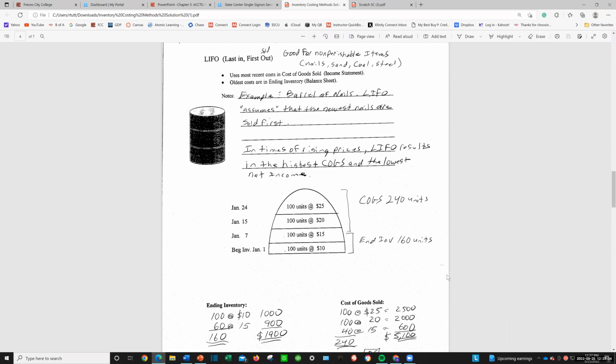Now let's talk about LIFO, last in, first out. When I think of LIFO, last in, first sold, this is good for non-perishable items like nails, sand, coal, and steel. Okay, so in LIFO, the last ones in are the first ones to go out. Now, when you think of LIFO, I want you to think of a barrel of nails.